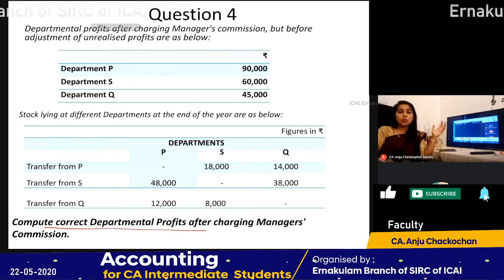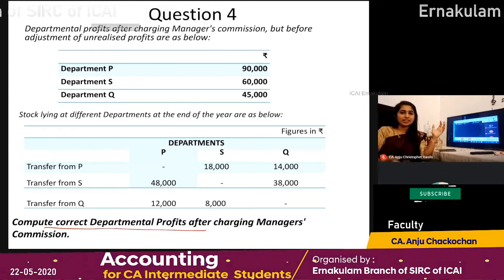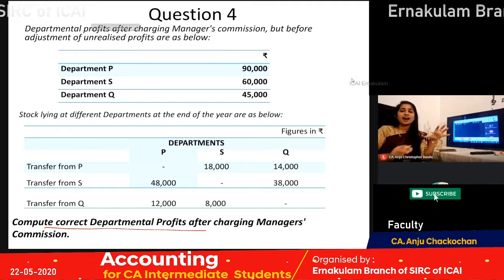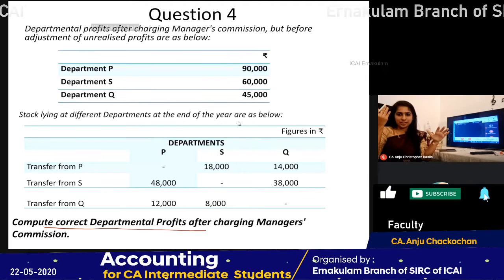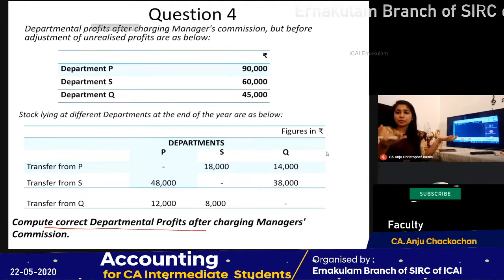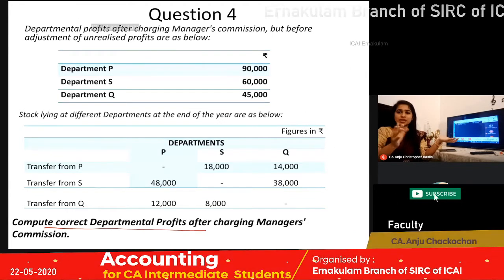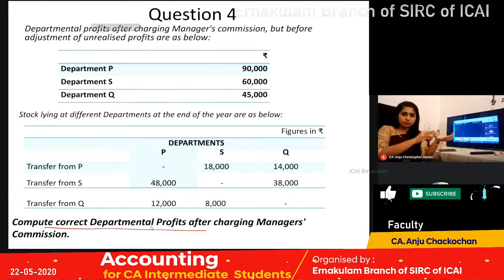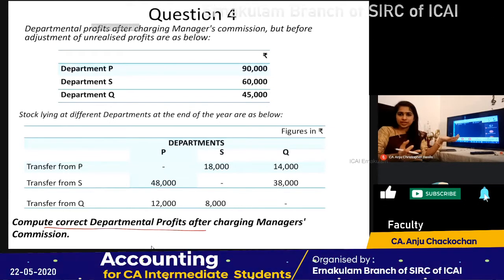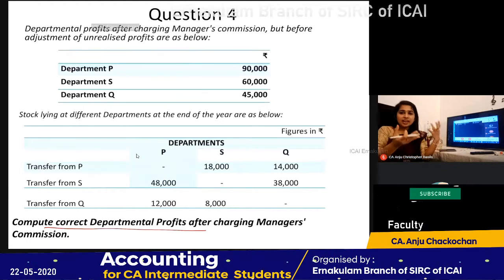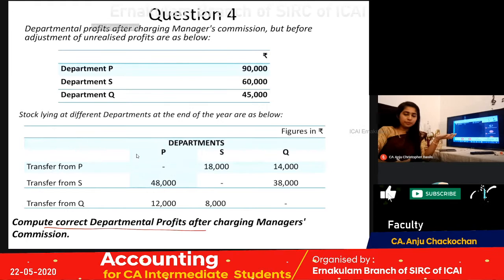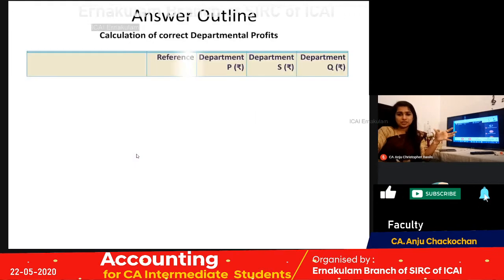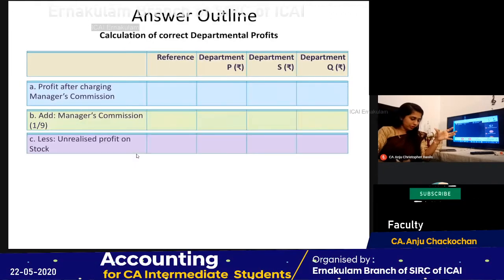All right, so in that case what we had to do was reverse the manager's commission, which is already reduced, and then find the profit before the manager's commission and unrealized profit. From this you have to reduce the unrealized profit. Okay, and you get a profit, and it is on that profit that you compute the manager's commission. All right, so here we go for that.